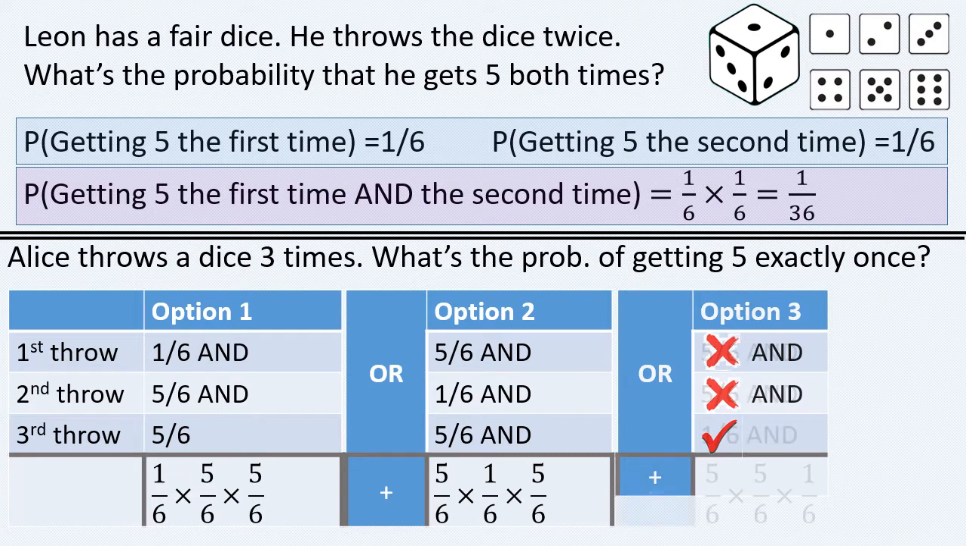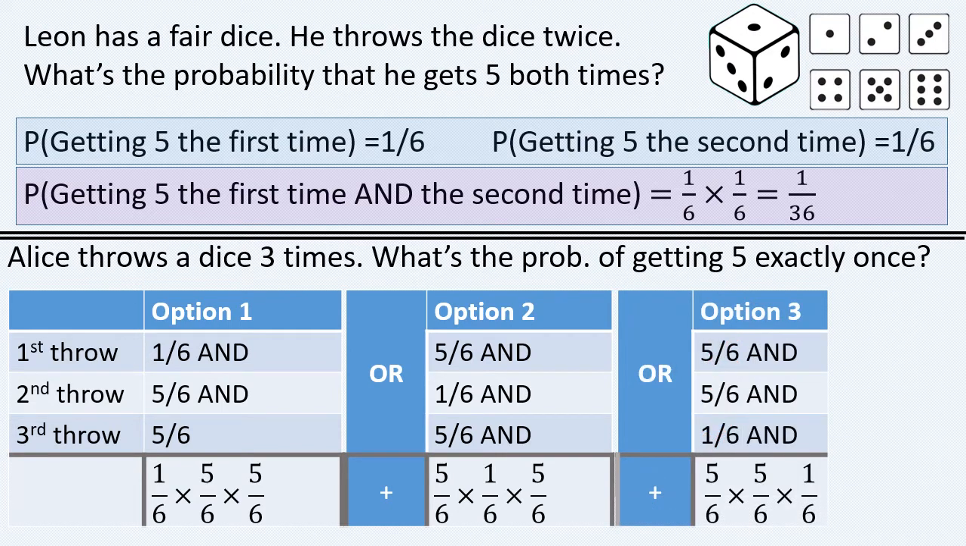Now the final option, which can satisfy the requirement in the question, which is getting 5 only once, is not to get a 5 on the first and the second throw, but to get it on the third throw. And hence, the probability of not getting a 5 on the first throw is 5 over 6, and not getting a 5 on the second throw is also 5 over 6, while getting a 5 on the third throw is 1 over 6. And similar to the other two options, all three conditions must be satisfied. Hence, we use the AND rule and we multiply 5 over 6 by 5 over 6 by 1 over 6.